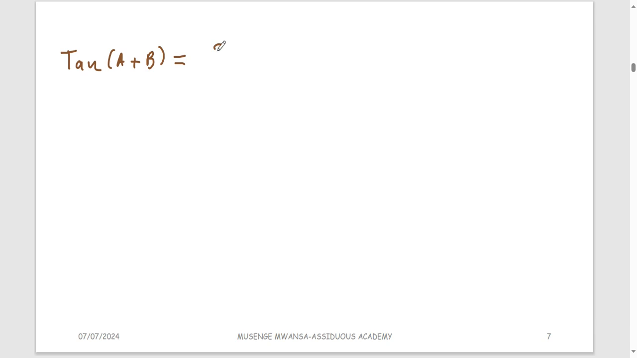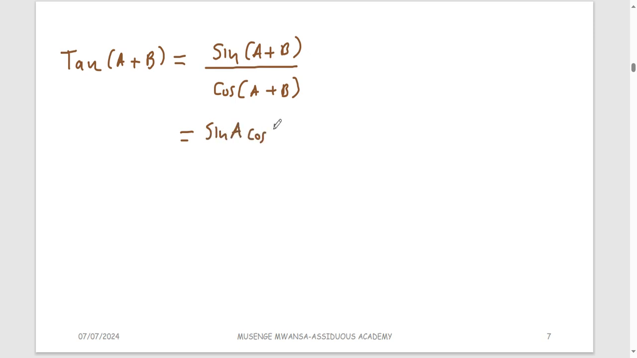So tan is equal to sine over cos, right? But because it's A plus B, I'm also putting cos of A plus B. But remember, sine of A plus B is: you get sine the first angle A, and then cos the second angle B. Remember, you don't change the sign. And then you get sine the second angle B, and then cos the first angle A.